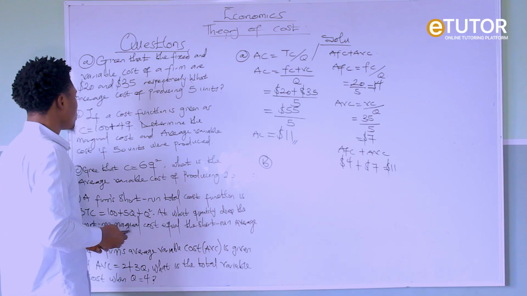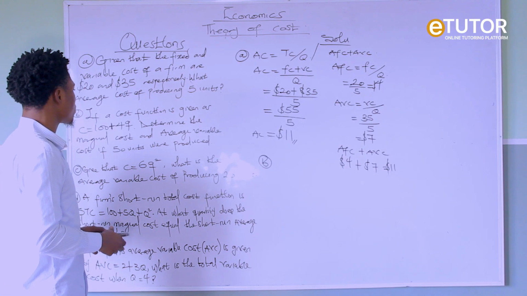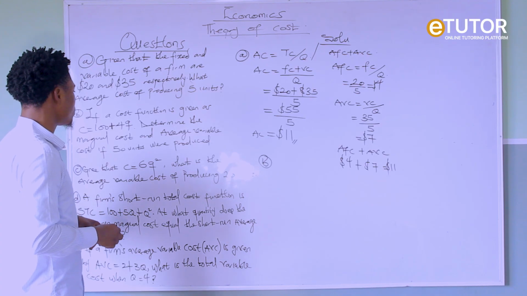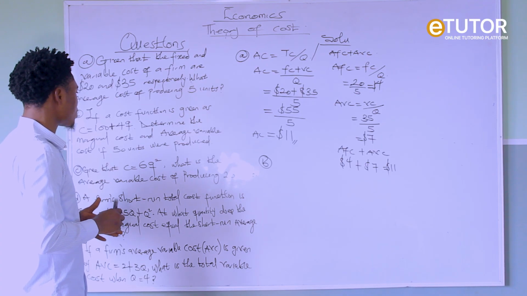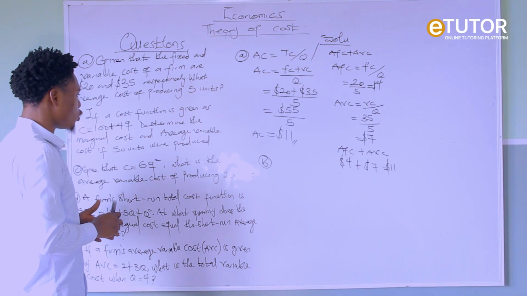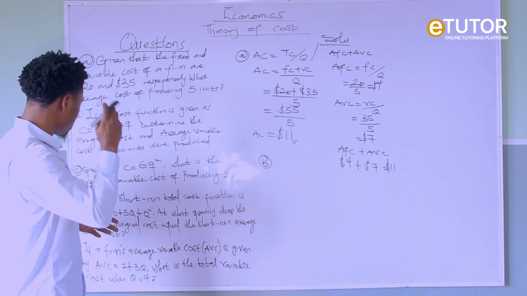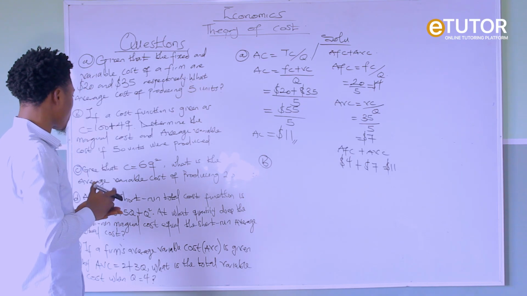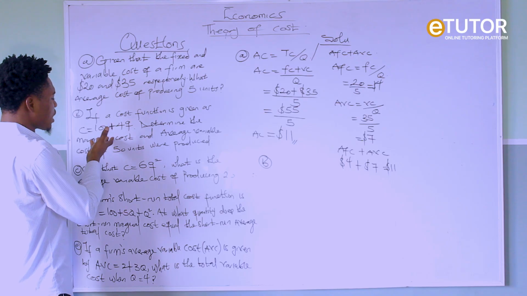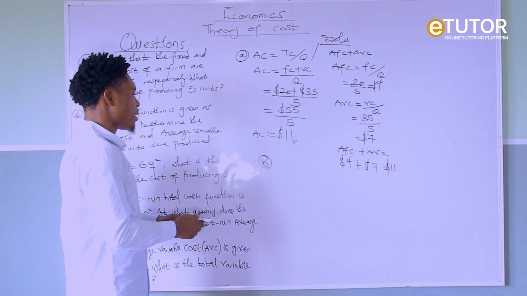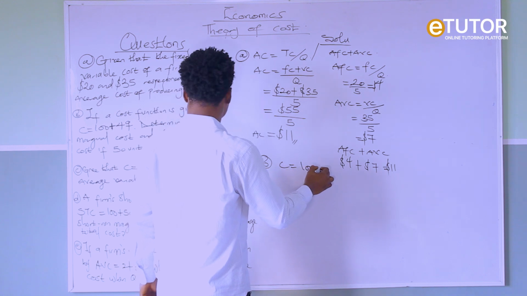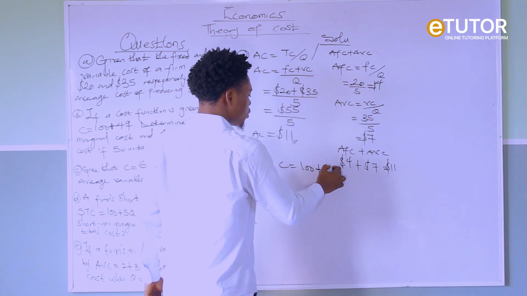Now the second question says, if a cost function is given as C equals 100 plus 4Q, determine the marginal cost and average variable cost. If 50 units were produced, determine the marginal cost. Now, we don't need to know the quantity before we can determine our marginal cost. Remember I told you that when you have a cost function in this form, you can easily obtain your marginal cost.